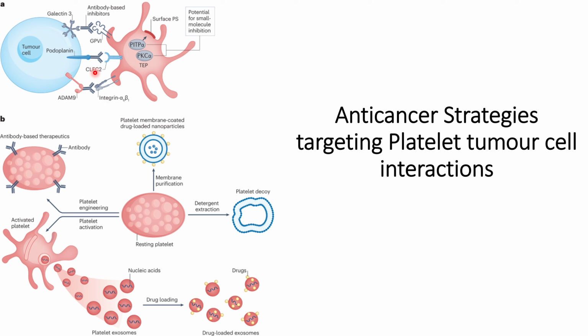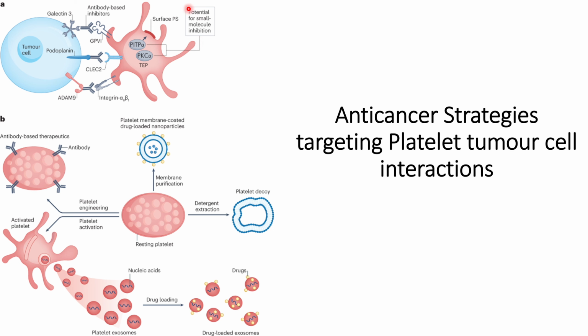ADAM9 comes from the family of matrix metalloproteases. Apart from targeting those cell surface proteins, one more thing can be used. In activated platelets there is upregulation of PITP alpha and PKC alpha, which leads to high expression of surface PS. This high expression of surface PS is not necessary for maintaining homeostasis, which is one of the critical roles of platelets.